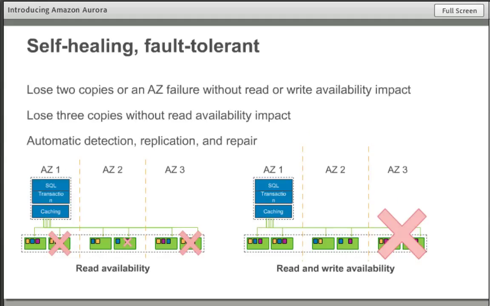And Aurora is self-healing and fault-tolerant. As I mentioned earlier, you could lose 2 copies, or effectively an entire availability zone could go down. It wouldn't have any impact on the read or write availability of your database. You could lose 3 copies and still have the ability to read at the same level as before. And of course, if any partition or node goes down, it's Amazon Aurora's responsibility to detect, replicate, and correct the replication.